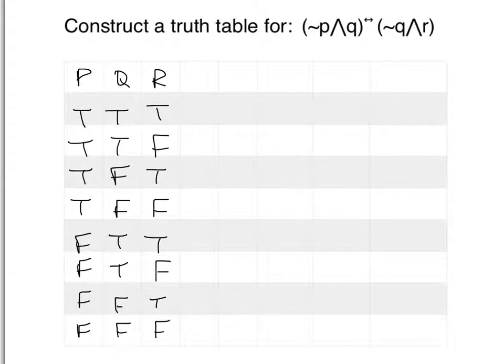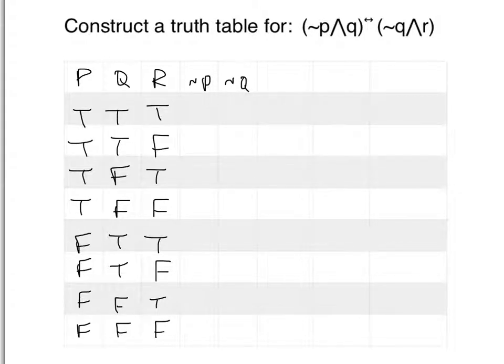We have for P, as always, 4 true, 4 false. Q is going to be 2 true, 2 false, and then R is going to be true, false, alternating. So that's how we have to set this up. Now we're going to work on the top row, and then we can fill in the rest of the table when we're done. The next thing we're going to need is not P, certainly, and we're going to need not Q as well.